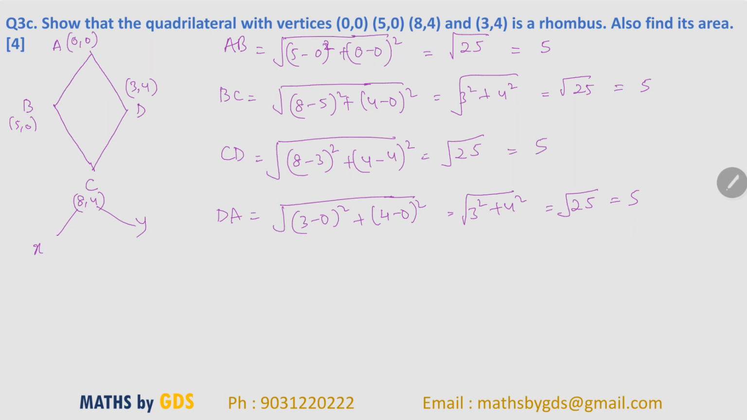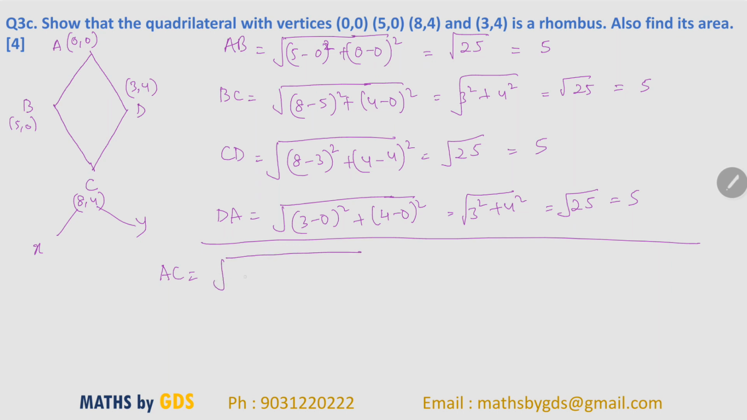So the first check is done and we see that all the four sides are of 5 units length. So there is a possibility that this shape is a rhombus. So we'll perform the second check and we'll see whether the diagonals are unequal or not. Now, first we'll do the check for the diagonal AC.